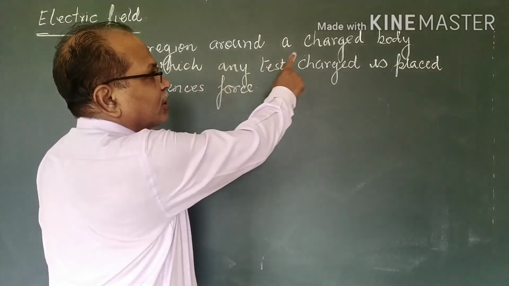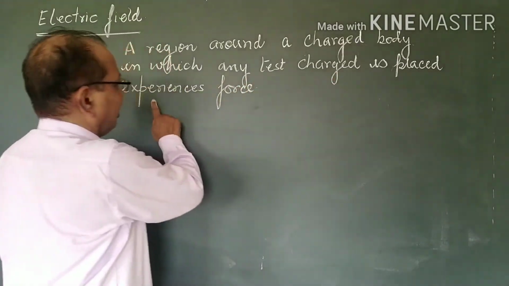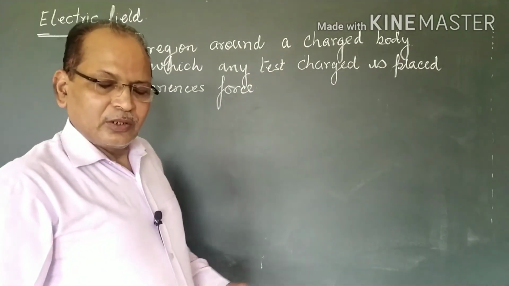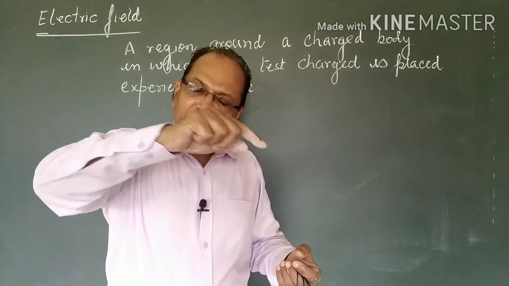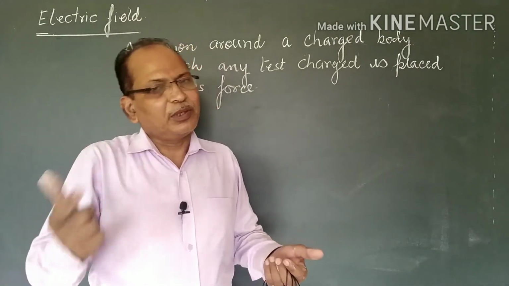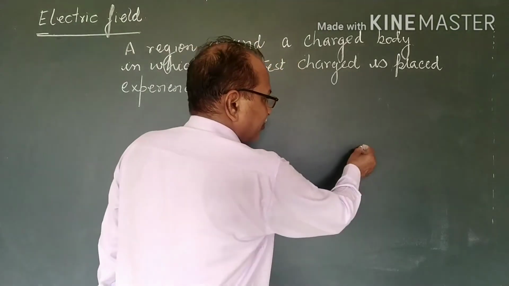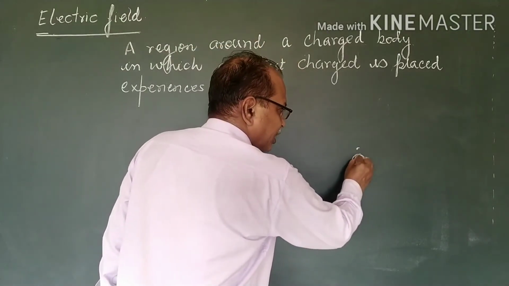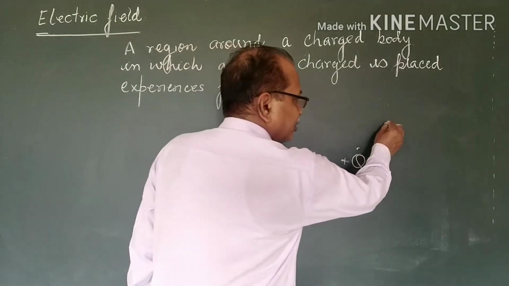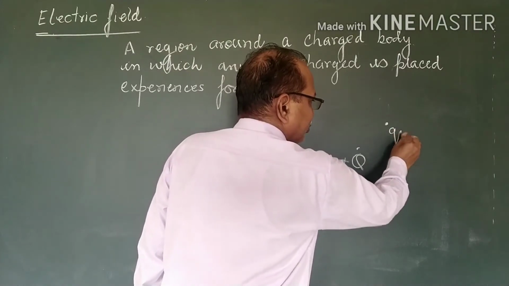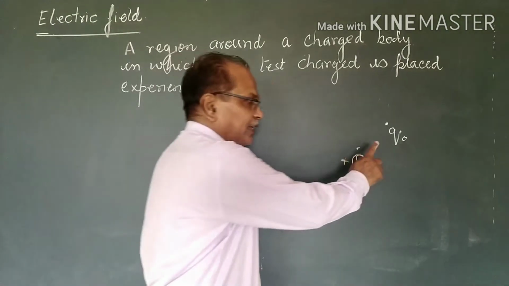It is a region around a charged body in which any test charge placed experiences force. If any test charge is placed within the region of any charge, it will experience force. We have already studied that if this is the charge and we put a test charge over here, Q naught, this test charge experiences force.